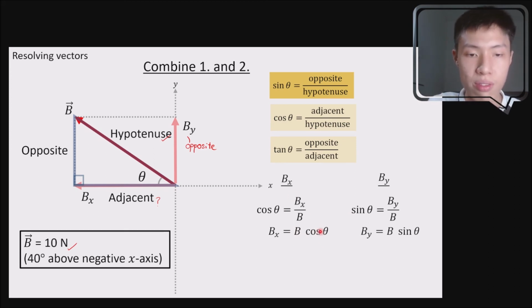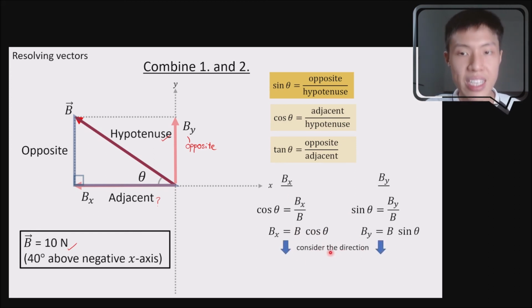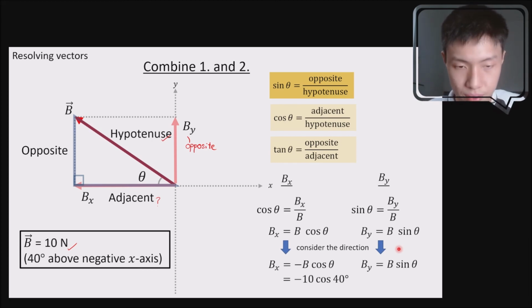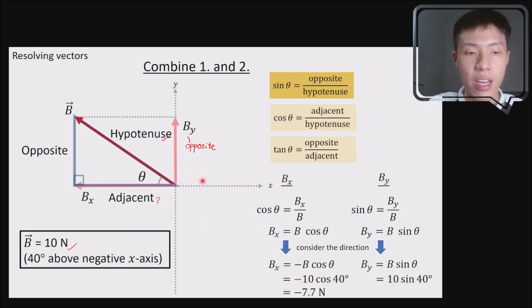Okay, then what you need to do after that is just consider the direction. In this case, Bx is pointing in the negative direction, so you need to introduce a negative sign. By is pointing in the positive y direction, therefore you can just keep it that way. Now once you have done this line already, only then we start to substitute, and we will get negative 10 cos 40 degrees, then you get the answer negative 7.7. Negative means pointing in the negative x direction. Negative 7.7. Next, for By, substitute in, you get 6.4 Newton. Because it's positive, it means By is pointing upwards in this xy axis.